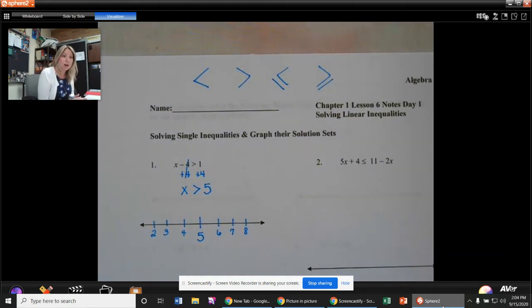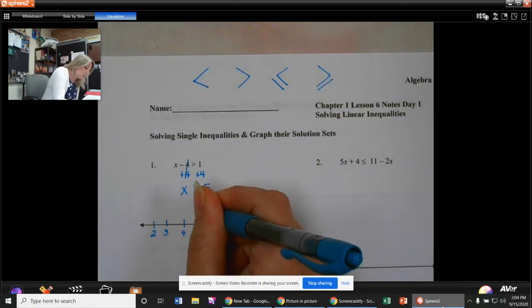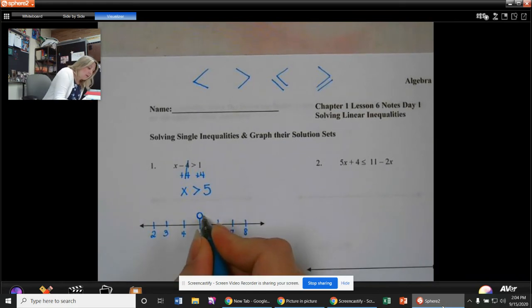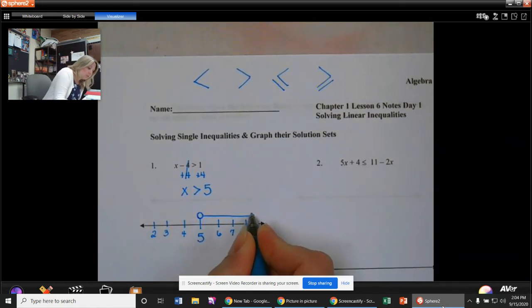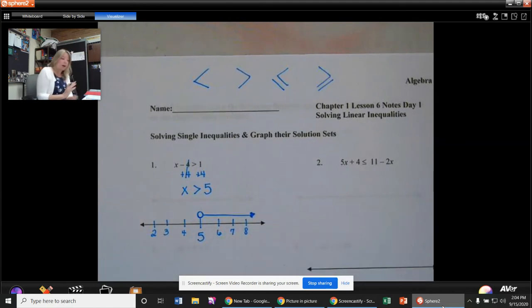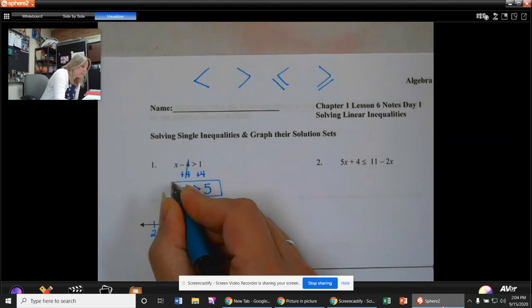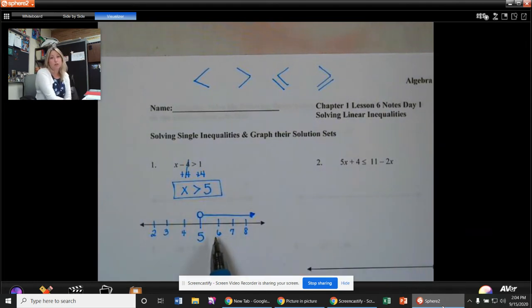I can't include 5. So what I do is I put an open circle over 5 because 5 is not included in values that are bigger than 5. So opening that circle over it says I'm starting here, but it's everything bigger than here. And then I cover all the numbers bigger than this with an arrow to the right, heading that direction. That is my solution set representing all numbers bigger than 5. Okay, this was my answer. x had to be greater than 5. This is how I represent that answer as a solution set. That's how I graph the solution set.